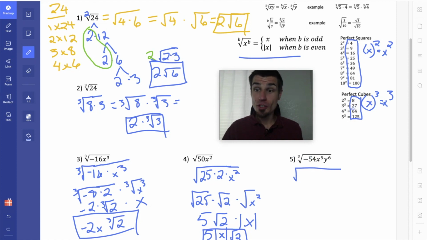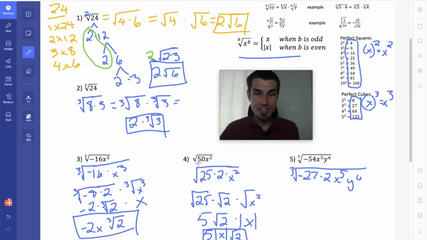So we know 27 is a factor of 54, and we want that because we know what the cubed root of 27 is. It's 3. So this negative 54, we could just write it as negative 27 times 2, right? These are the same, but we still have x to the 5th and we still have y to the 6th power. Keep all that under the radical. So now, once again, don't forget that index, got to stay the same.